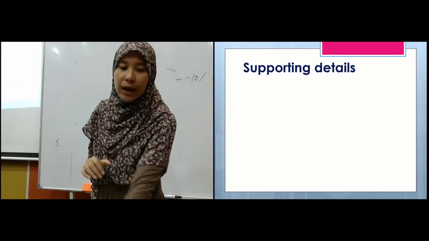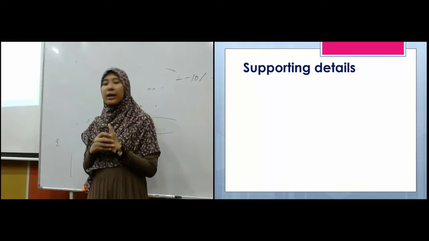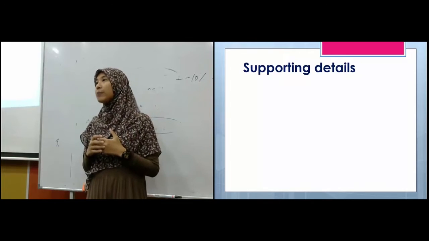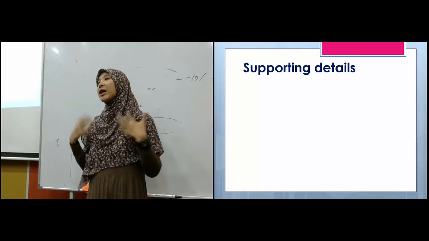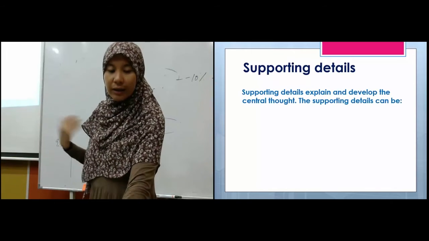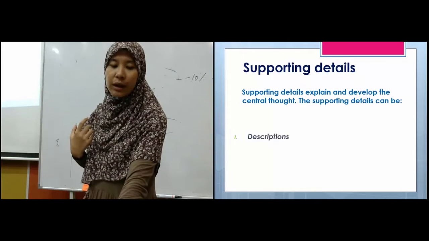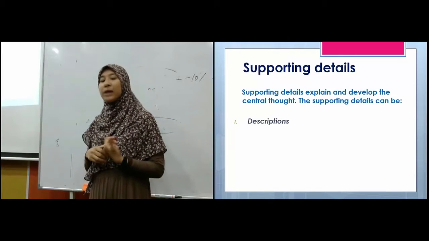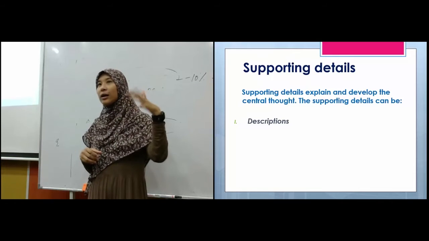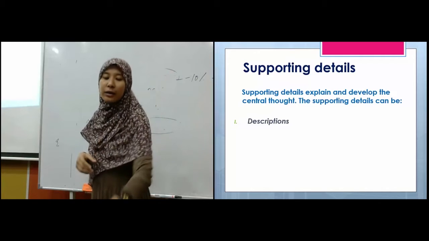Okay, and then of course in a text or in an essay, other than the main point, supporting detail is very important because it is the elaboration of the main idea. Supporting details explain and develop the central thoughts of the writer. Basically the supporting details can be, number one, description of something. Example of the guitar just now, all the instruments. It gives all the description and then he highlighted the main point.